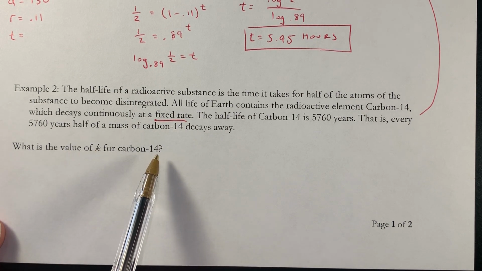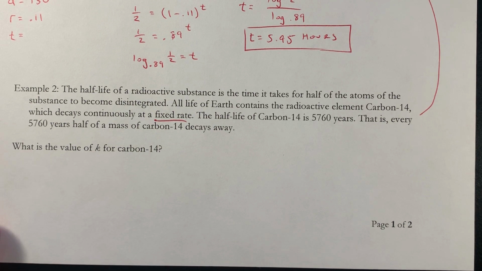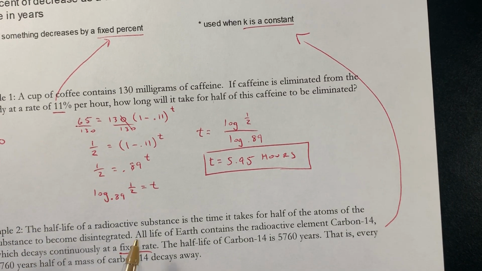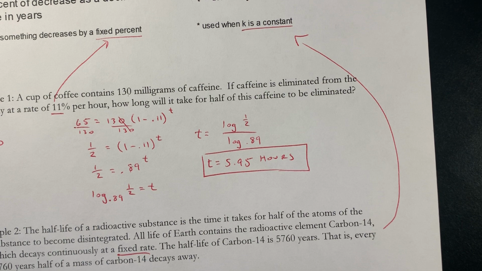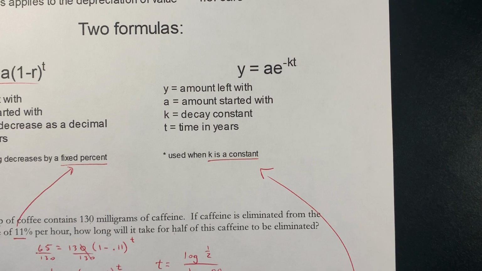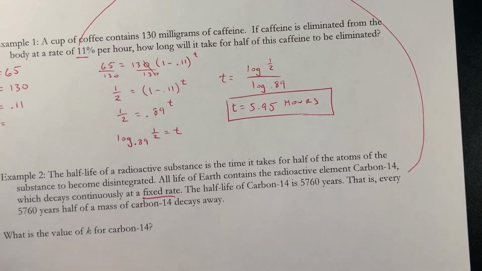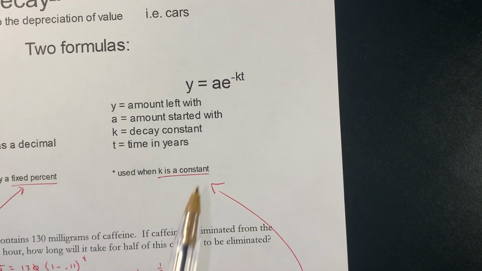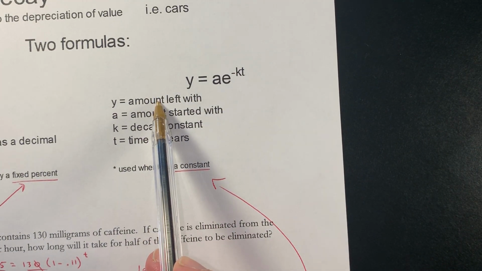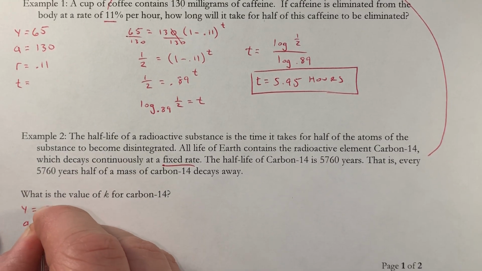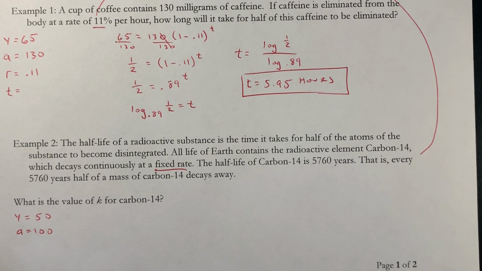What is the value of K for carbon-14? So we want to know that decay constant for carbon-14. It doesn't really tell us how much we started with, so we get to make up a value. Let's just say we start with 100 atoms. So the amount we're going to start with is 100. That's A. Y is the amount we're left with. After a half-life, we are left with 50 atoms. Half of it has decayed away.